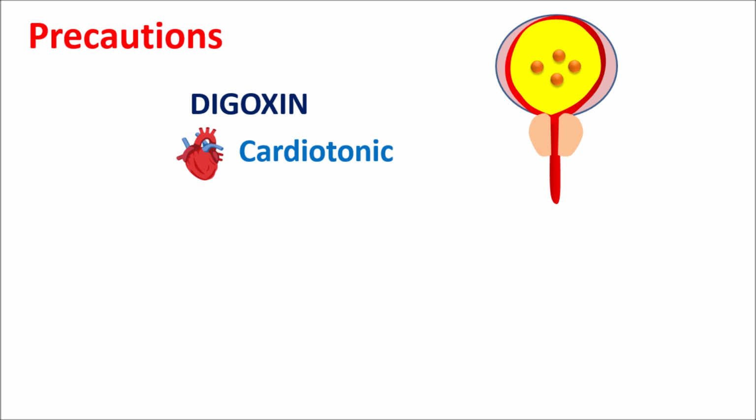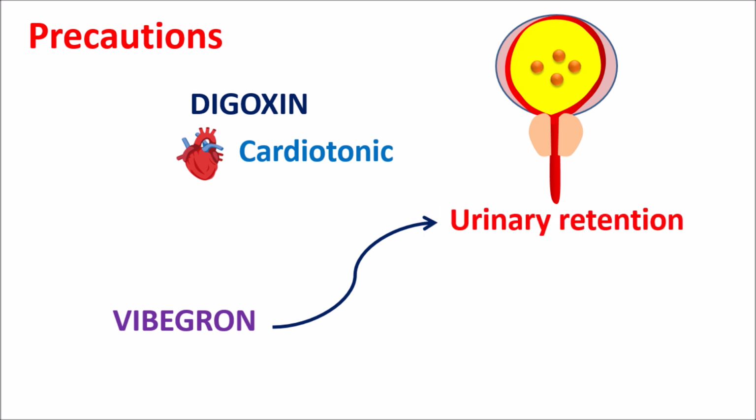This drug can be used in the treatment of heart failure, but any small change in the levels of digoxin may produce toxic effects of this medication. Now with use of Vibegron, we can observe some urinary retention, and since urine is retained, the excretion of digoxin is reduced, which may increase the serum levels of digoxin. This increases digoxin toxicity, so with use of Vibegron, the dose of digoxin should be reduced in order to avoid any digoxin toxicity. Now let us see the side effects of this medication.